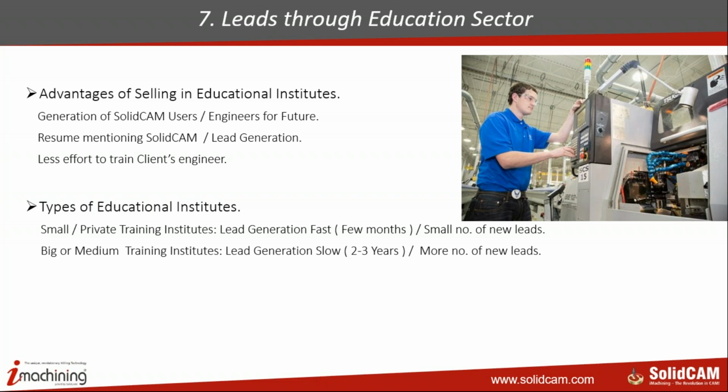The next is education institutes, which are big or medium, like a college or a university. Lead generation is slow because if students are being taught SolidCAM, it will take 2 to 3 years for them to learn. It's a long process, but when they come out of the institute, it's in hundreds of numbers. So there are more leads, but lead generation is slow. It takes 2 to 3 years minimum.